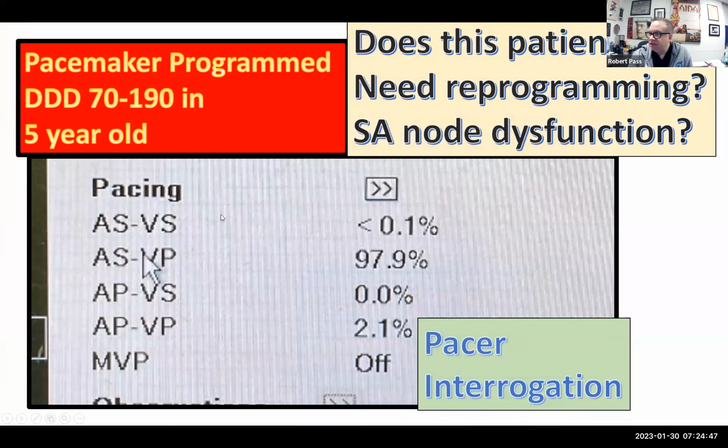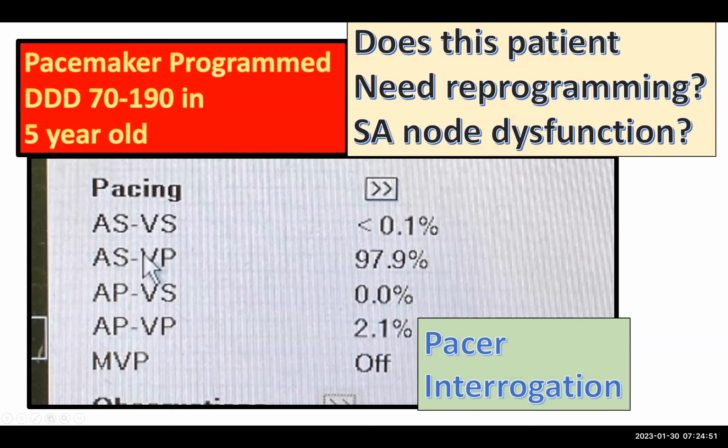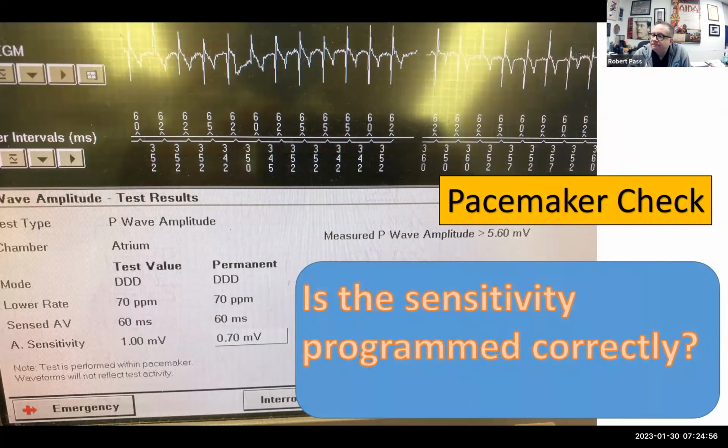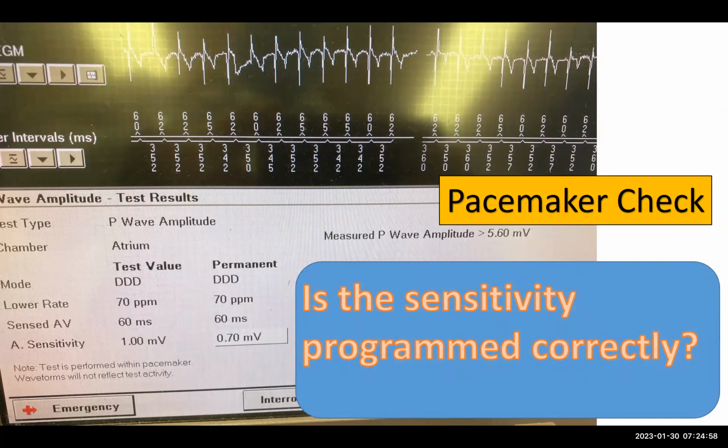This pacemaker is programmed DDD 70. Sorry, Dr. Bass, can I ask you a question about the previous question? I forgot. So what is the rule to choose the sensitivity?